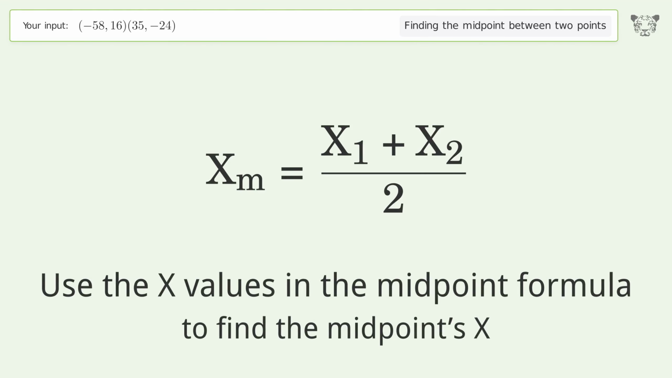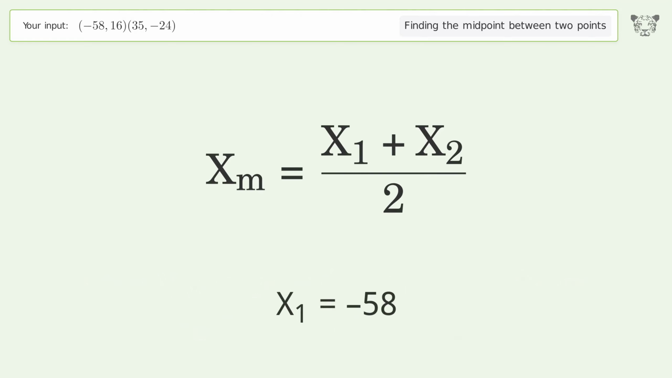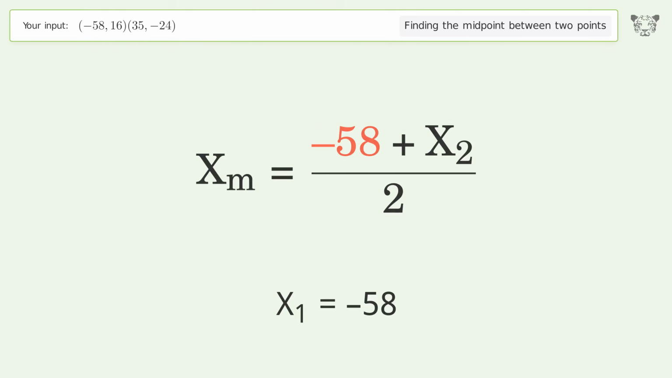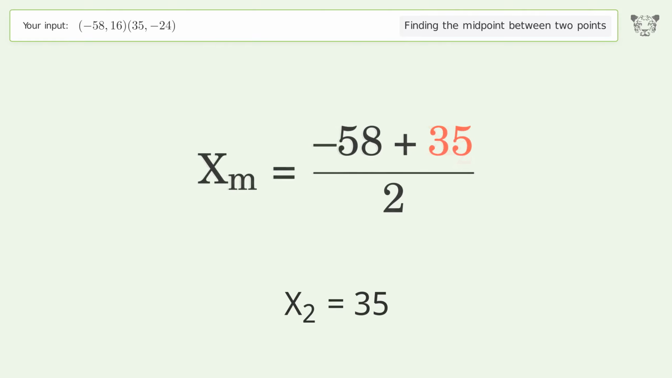Use the x values in the midpoint formula to find the midpoints x. x1 equals -58. x2 equals 35. Simplify the arithmetic.